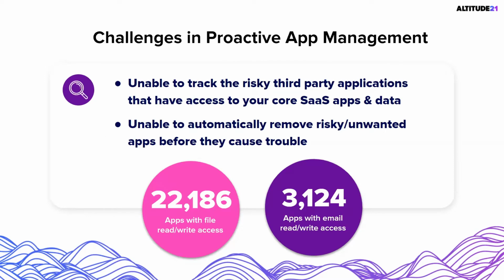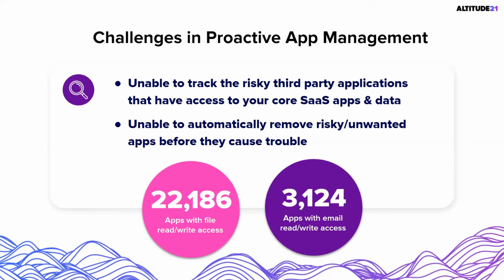And the challenge is really proactive app management. It's being able to understand and track what applications are risky, what applications have access to your core SaaS applications, and what does that access actually look like? There's really no way, when using a lot of the native functionality available in these applications, to automatically remove risky or unwanted applications, and that can be very challenging.